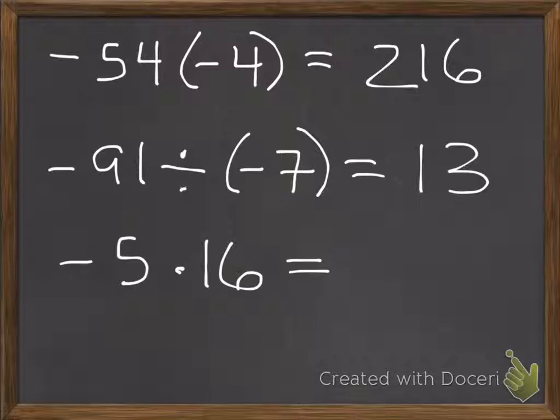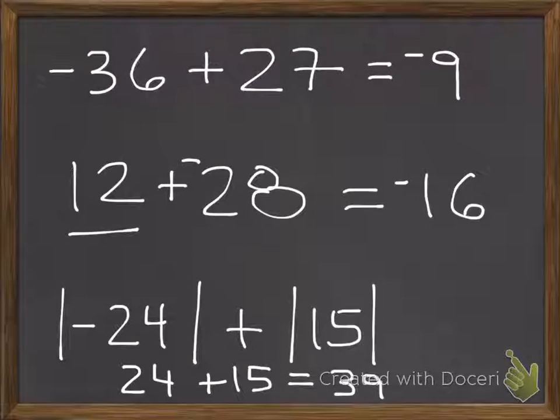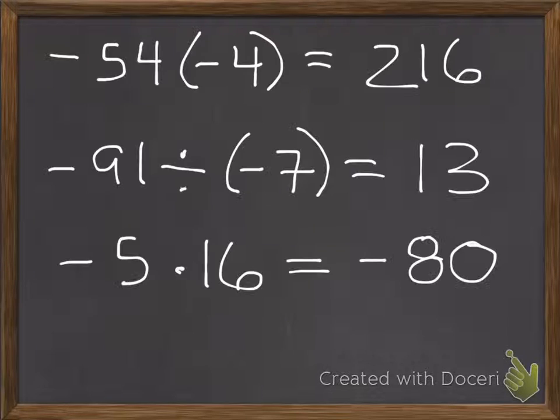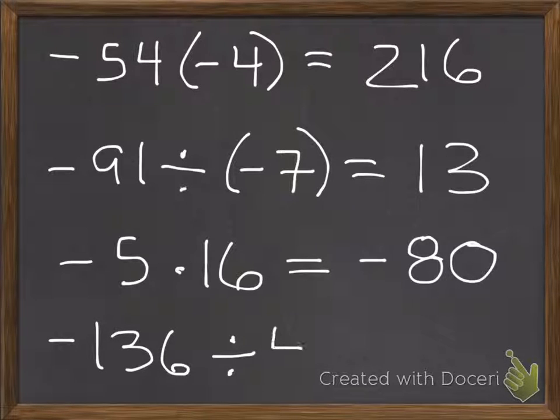Next example here, we have a negative and a positive, and we're multiplying. So we multiply 16 times 5 to give us 80, but our answer is going to be a negative 80 since one is positive and one is negative. And then we have negative 136 divided by 4, and that's also one negative and one positive. So 136 divided by 4 gives us 34, and my answer is going to be negative 34 because one was negative.